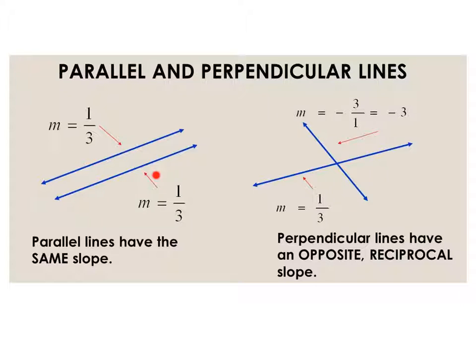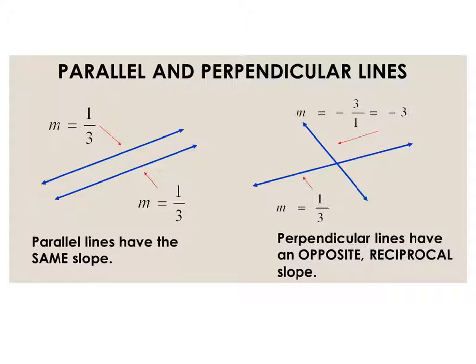if they're parallel, then the gradient is the same. If they're perpendicular, then the lines have opposite reciprocals. So you're going to flip it over, 3 becomes a third. If it was negative, it becomes positive. If it was positive, it becomes negative.